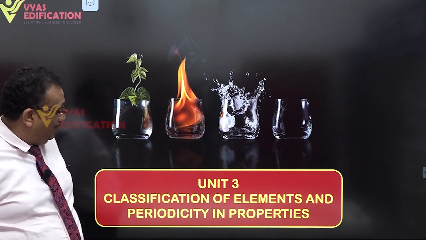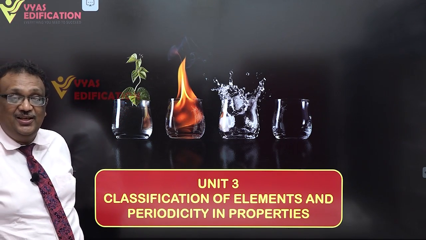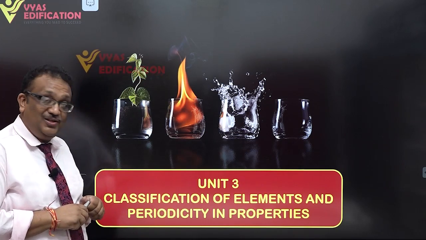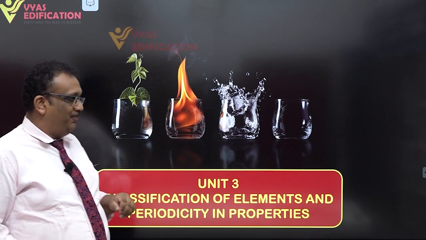Hello students, we are talking about Unit 3 of NCERT discussion, and this is classification of elements and periodicity in properties. We are talking essentially about the periodic table. The periodic table is a very interesting chapter. Why? Because it is the first chapter which brings a lot of systemization and organization to an utter chaos. There are so many elements.